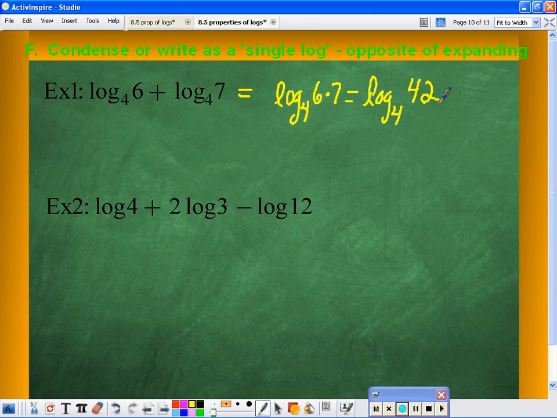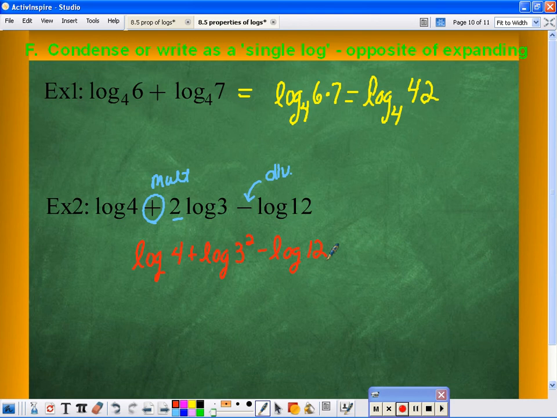And then in example 2 here, we see that we are going to be incorporating the power rule. Other than that, oh, and we've got some addition going on, which means we're going to have multiplication. We have subtraction going on, which means we will be doing division. So you can slow this problem down for yourself a little bit when you do it. And let's just do the power rule first. So let's do log 4 plus log 3 squared minus log 12. You notice I wasn't saying base this time? Do you remember if the base isn't there what it's understood to be?